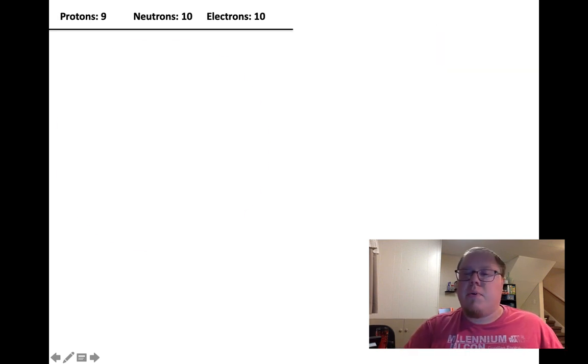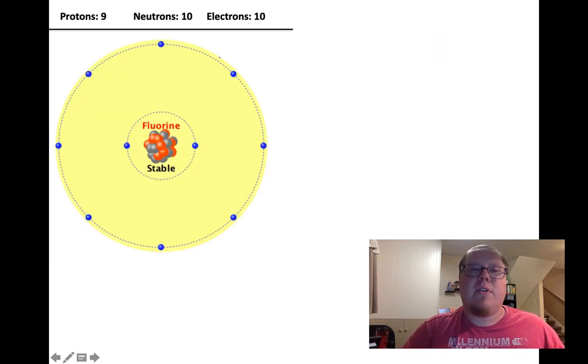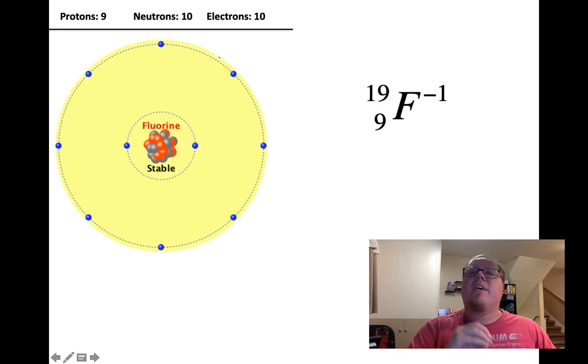Here's another example of a charged atom. This is actually the element fluorine. So 9 protons, and it's got 10 neutrons in there. This one, though, has 10 electrons. Atoms can actually chemically react with things and gain electrons or lose those electrons. In this case, it's gained an extra electron, so it has a -1 charge.